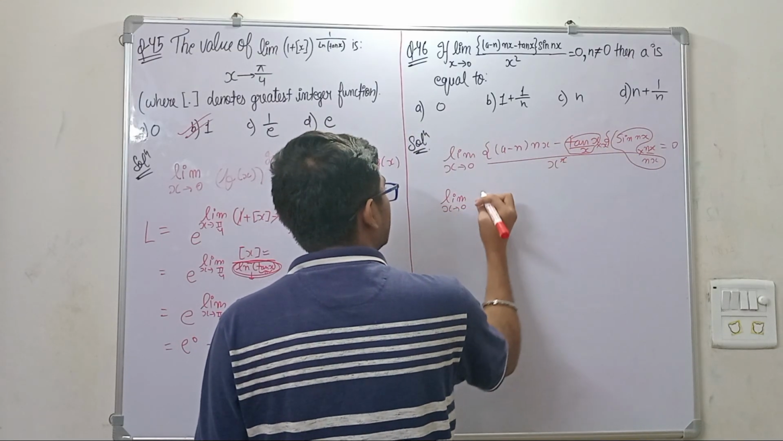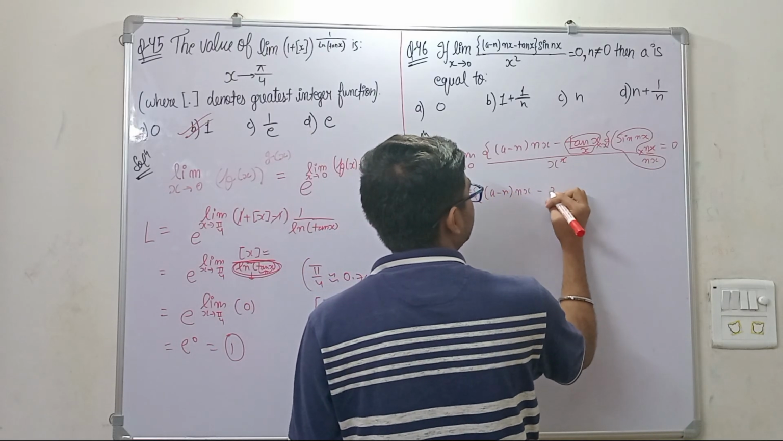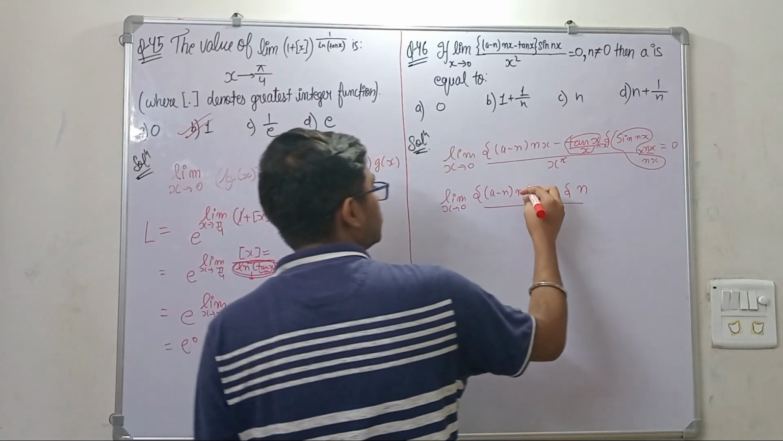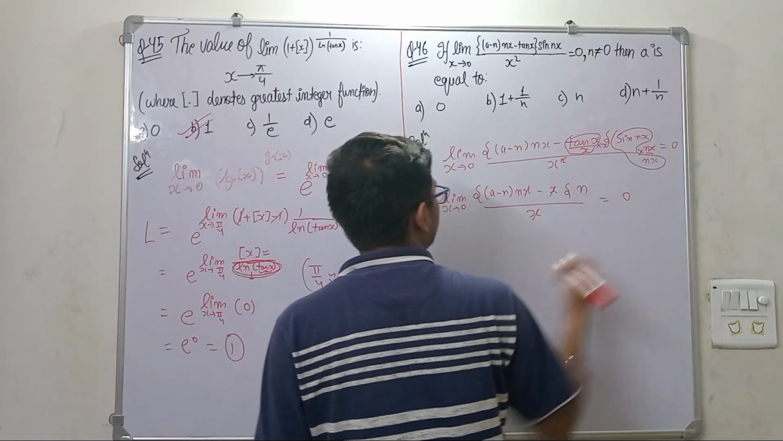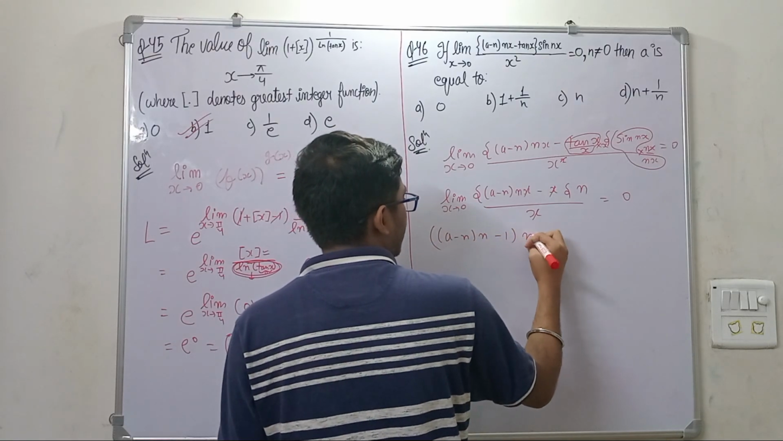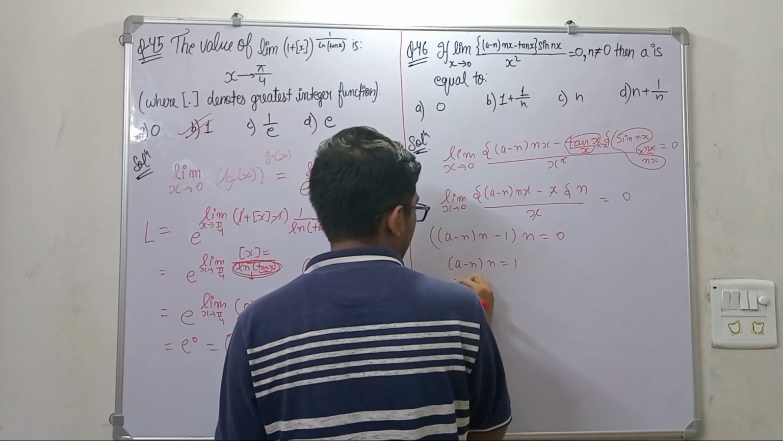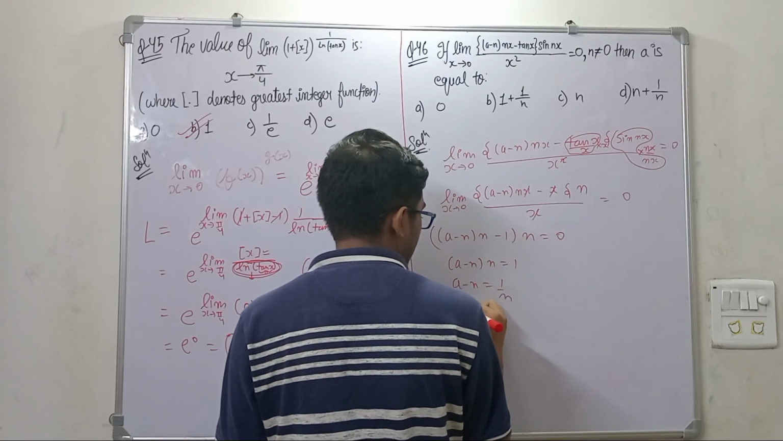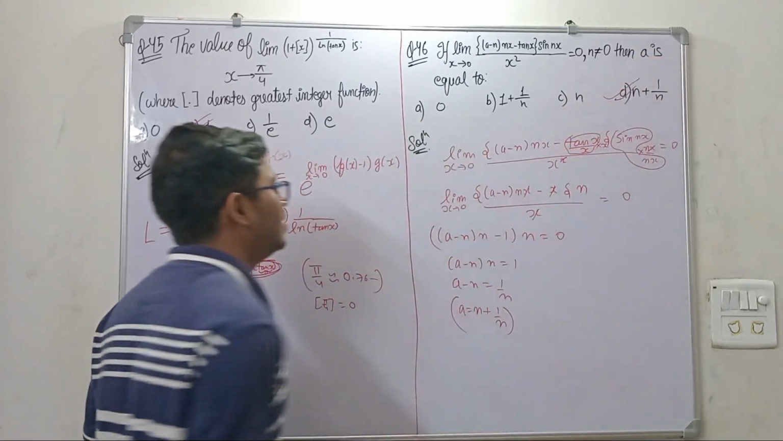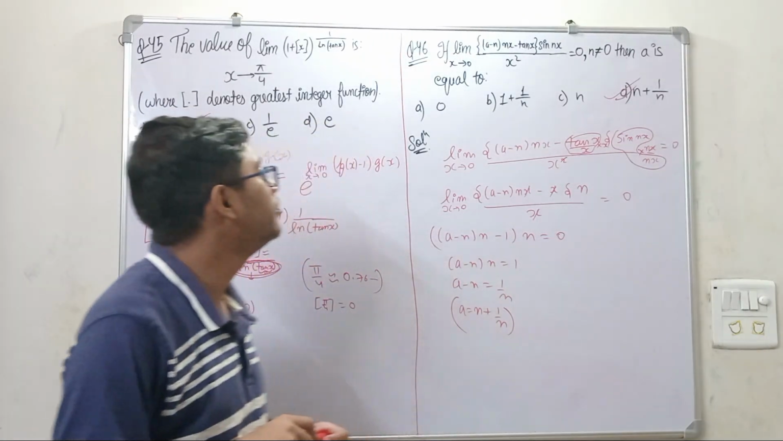Limit x tends to 0, bracket of n minus x minus x and n by x. Now take x common from the bracket, so this x will cancel, and this will all be equal to 0, which means a minus n into (n minus 1 by n) is equal to 0. So a minus n is equal to 1 by n, which means a is n plus 1 by n, which means option number D. It was a very easy question, a basic approach of the standard limit results. Now moving on to question number 47.